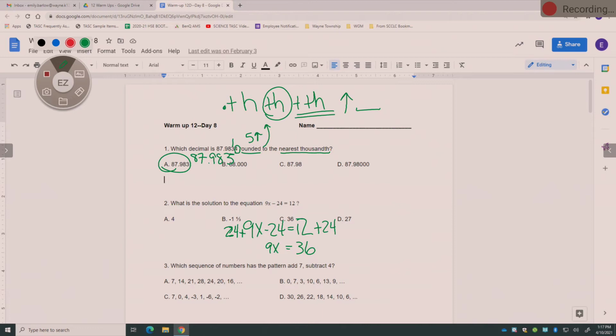Now I have 9 times x, and I want to cancel out that 9. So I need to divide by 9. 9 times x divided by 9 gives me just x. But if I divide by 9 on the left, I have to divide by 9 on the right. So that gives me x equals 4.